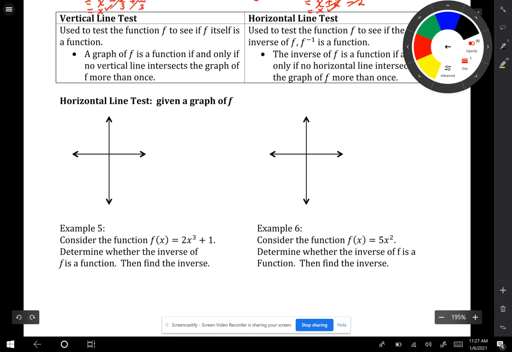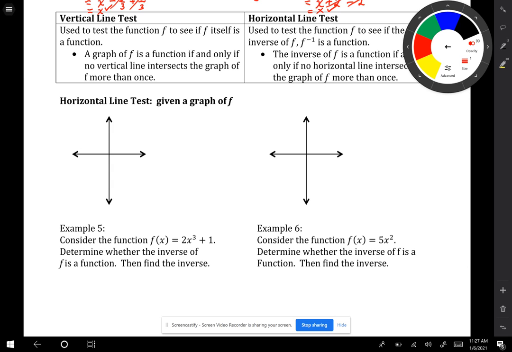Okay, our last little topic is called using the horizontal line test to determine if a function will have an inverse. So in semester 1, we talked about the vertical line test. We used that test to see if something was a function. We had a graph and we drew vertical lines, and if it only touched the graph at exactly one point, it was a function.